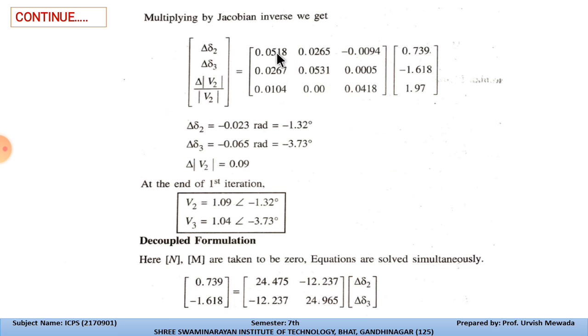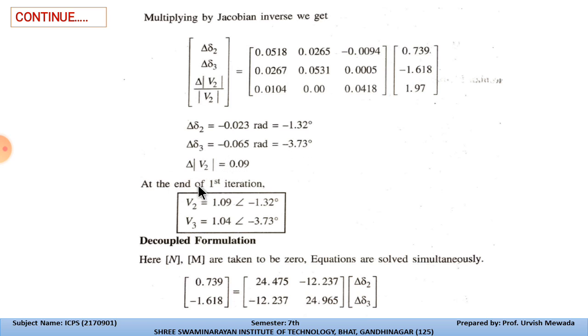So 0.518 means 1 upon the given value. So that will become 0.0518, then 0.0265, and minus 0.0094. So these are the values of the first row of the given matrix. Similarly, we can put the values according to the previous values divided by 1. So delta 2 is equal to minus 0.023 radian, which is minus 1.32 degree, and delta 3 will become 0.65 radian, which is equal to minus 3.73 degree. Similarly, delta v2 is equal to 0.09.